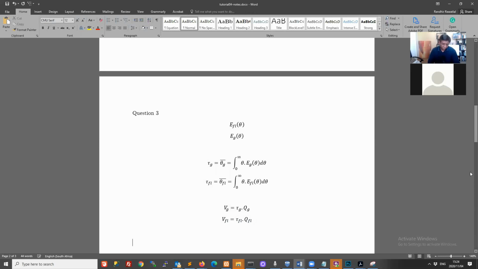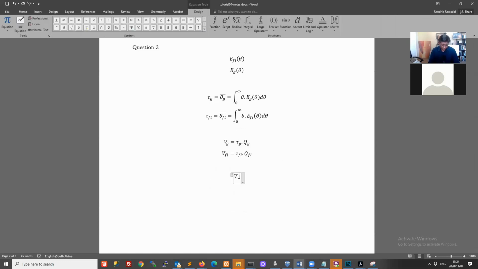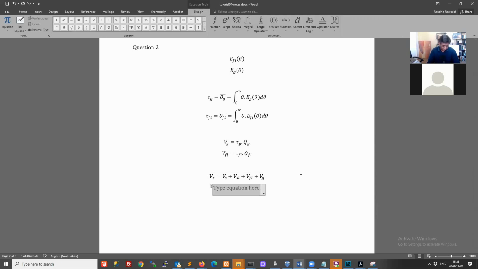And so let's write a total volume balance. So the total volume V_T equals a volume of the solids part, plus a volume of the stagnant liquid, plus volume of the flowing liquid, plus volume of the gas. So the volume of the solid we can simply estimate from the voidage. So 1 minus the voidage is the solid part. So 1 minus epsilon times V_T.